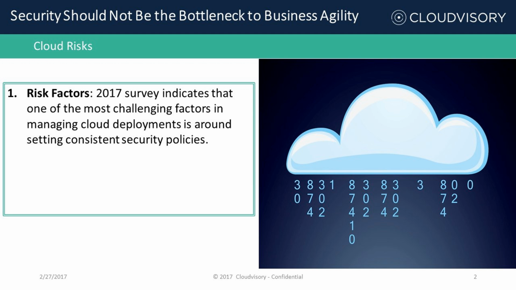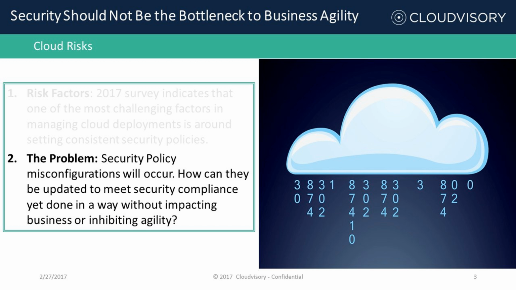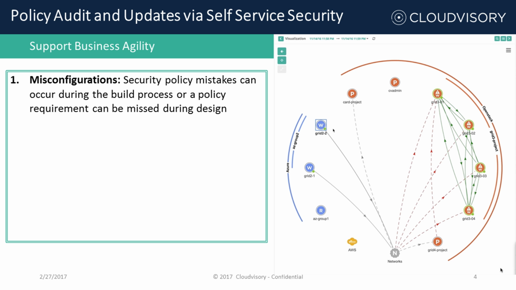setting consistent security policies. The problem set here as we define it is that security policy misconfigurations will occur. How can they be identified, and then how can they be updated to meet security compliance, yet done in a way without impacting business or inhibiting agility? Let's go a step further.